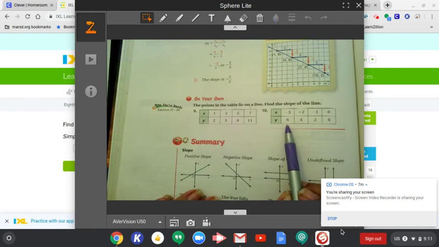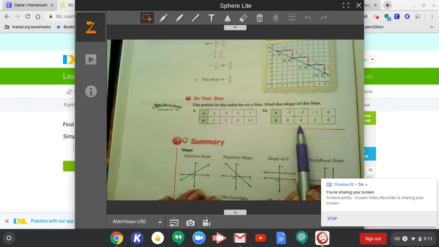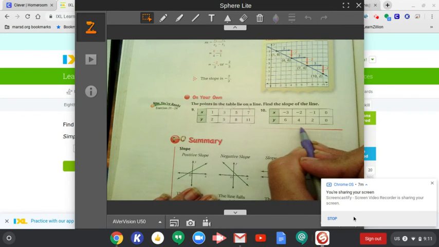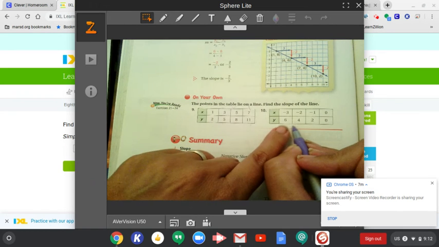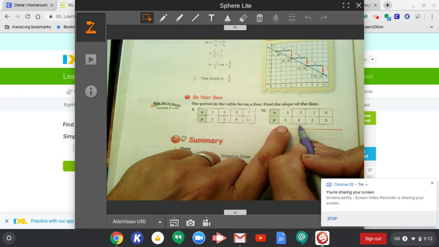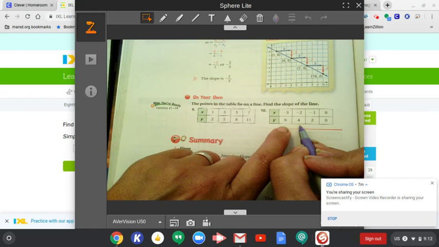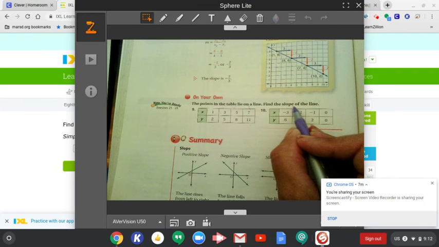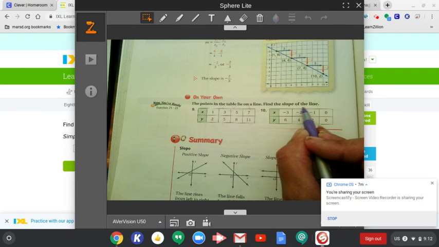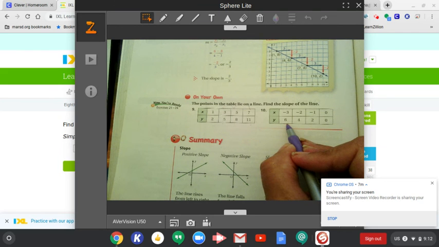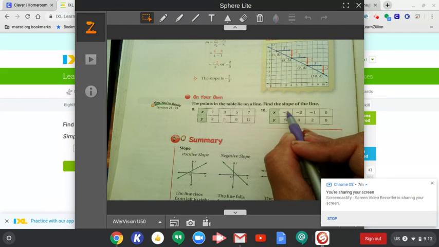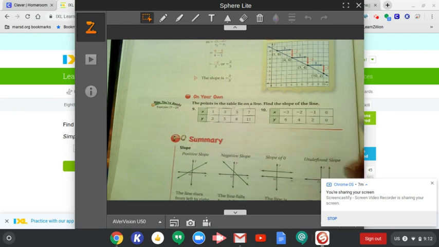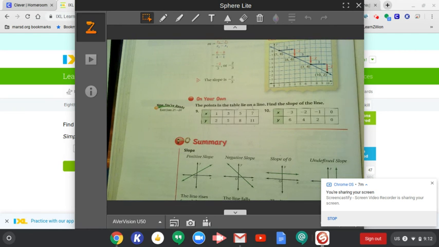So I'm looking at the rate of change in the table, and it's going down by 2 each time. So it's going 6 to 4, 4 to 2, 2 to 0. So it's going down 2. Okay, so I know it's going to be a negative. Well, it might not be a negative slope depending if this is also. Okay, and actually this is going up. Negative 3 to negative 2 is going up by 1. So this rate of change is change in y is down 2. Change in x is up 1. So it's negative 2 over 1, which is negative 2.